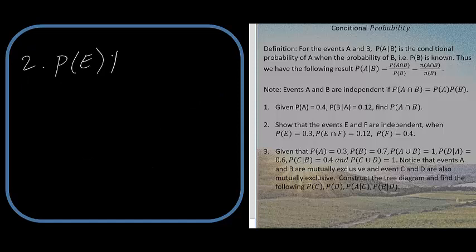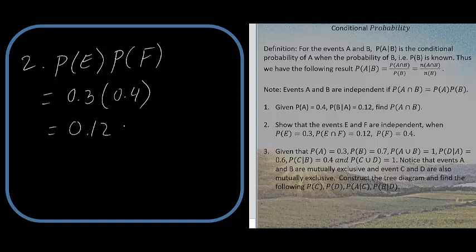Probability E times probability F. So probability E is 0.3 and probability F is 0.4. When you multiply 0.3 and 0.4, we get 0.12, which is the probability of E intersection F. So they are independent. We verified this. Now I'm going to question number 3.